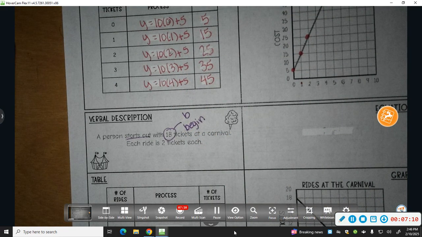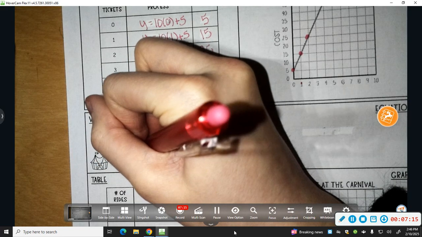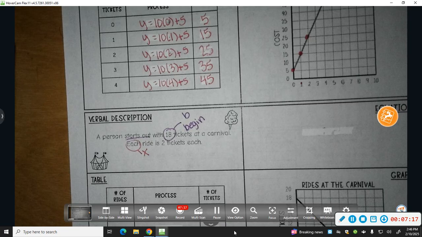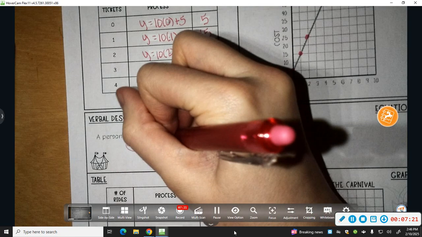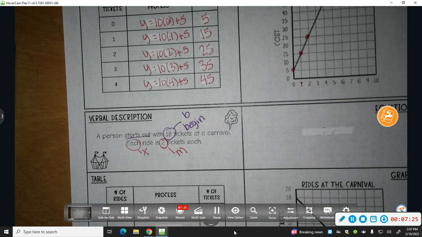The word each tells me that I'm going to multiply or that I have X amount of something. My slope is married to X, so I know that the number that comes next is going to be my slope. It's happening multiple times. I can ride multiple rides at the carnival.